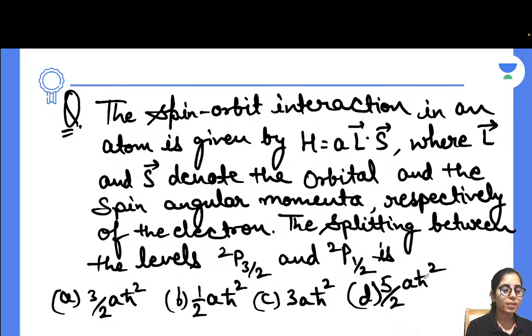Okay guys, let me just quickly tell you. In this case, they have given you the spin orbit interaction in an atom is given by H is equal to A L dot S, where L and S denote the orbital and the spin angular momenta respectively of the electron. The splitting between the levels 2p 3 by 2 and 2p 1 by 2 you have to consider. In this case, you have to first find that H value, which is A L dot S. So L is what? L into L plus 1, right? That value will give you the value of L. And what about S? That's going to be S into S plus 1, but that's the square of these values.